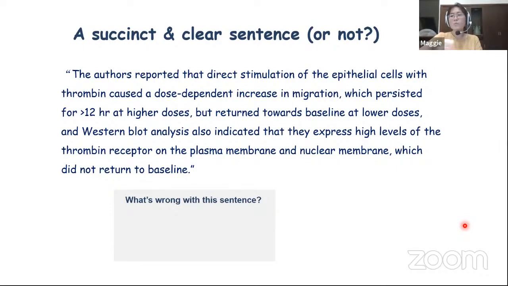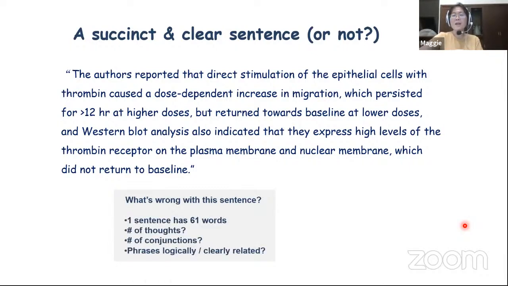So what's wrong with this sentence? First, do you think it's a good sentence or not a good sentence? As you can see, this is a very, very long sentence. If you count all the words in the sentence, there are 61 words in total. And then, as you can see, there are too many thoughts in the sentence.